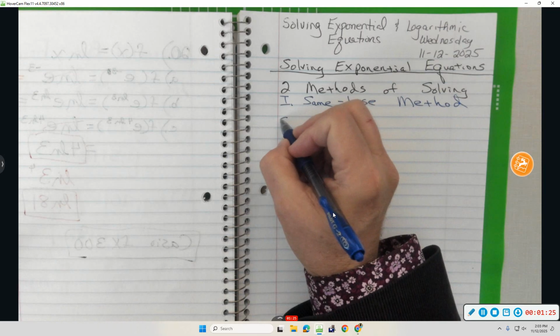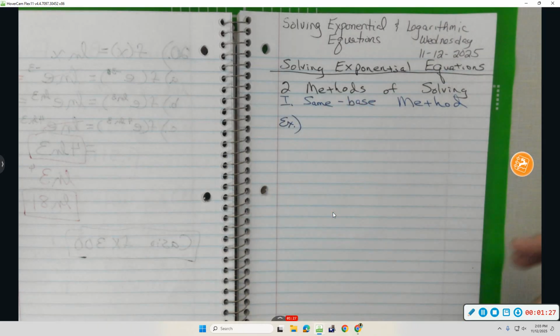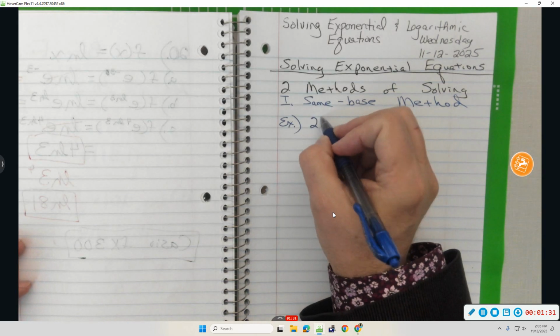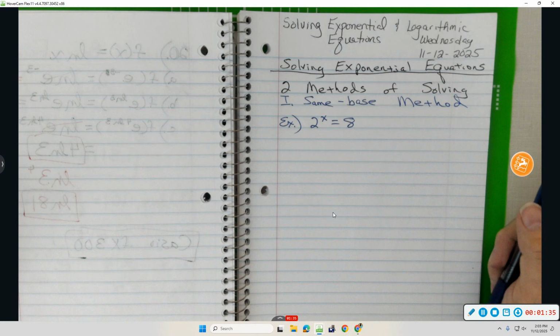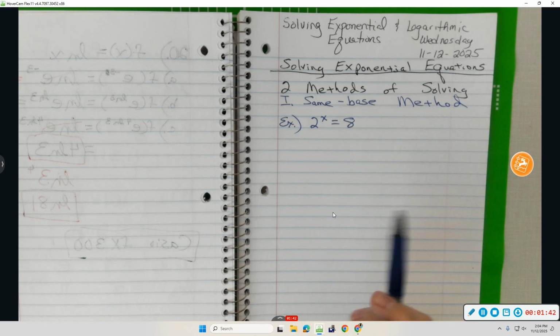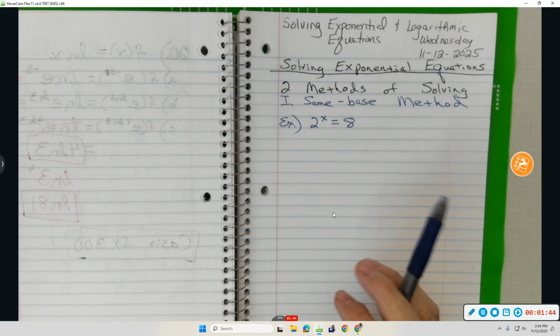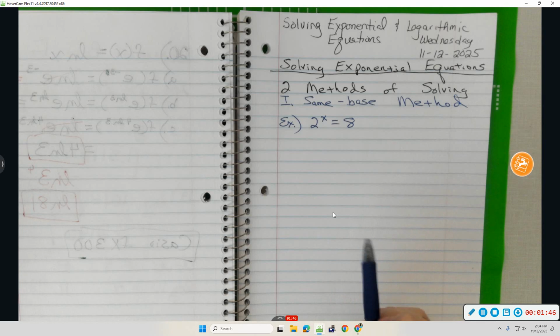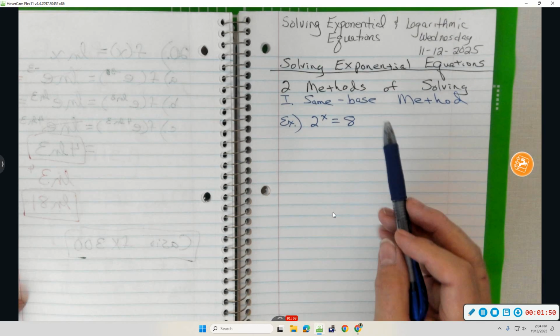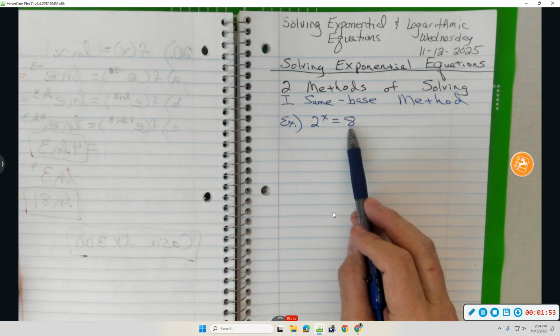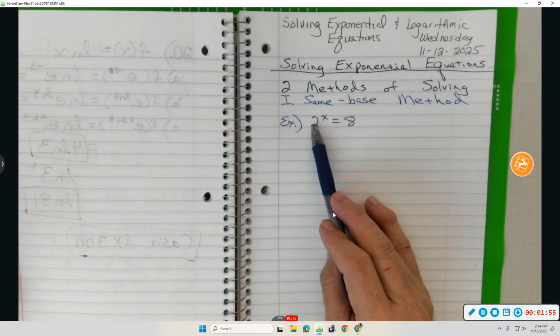For example, I'll make this an easy one. Let's say 2 to the x is equal to 8. Y'all remember using your properties of exponents to get a common base on both sides? What do you think we should use as a common base? 2. 2 is a prime number. We're not going to change 2. That means we better change the base on the right side, 8, to a power of 2.